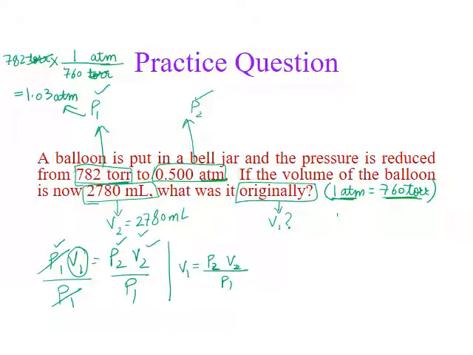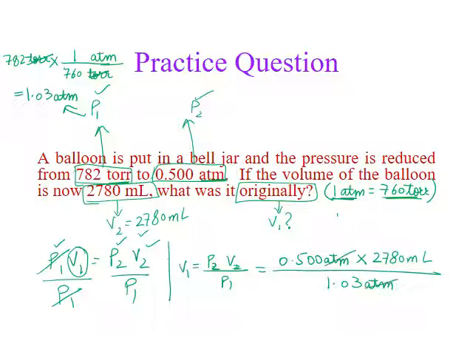Now we can simply plug in the values here. P2 is 0.500 ATM times V2, which is 2780 ml, divided by P1, which is 1.03 ATM. Now before you work with numbers, cancel the units. ATM is cancelled. My final unit is ml, which makes sense for a unit of volume. If you plug this into your calculator, you would get 1350.